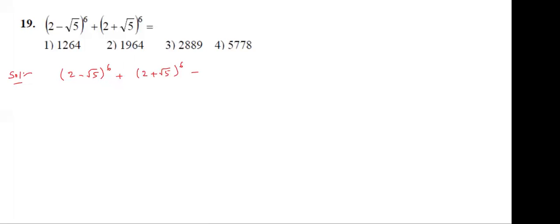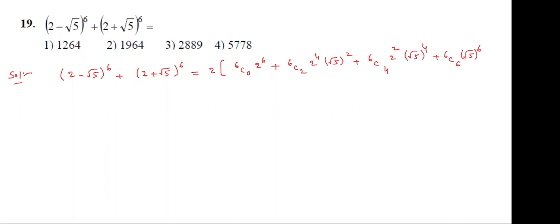I'm writing here. Those are 2 times 6C0 2 power 6, plus 6C2 2 power 4 into (root 5) whole square, plus 6C4 2 power 6 minus 4, that is 2 square, (root 5) whole power 4, plus 6C6 (root 5) whole power 6. This is the total expansion. Now calculate this.